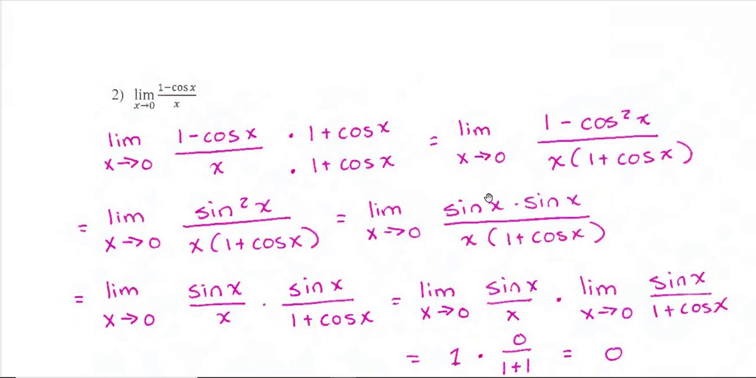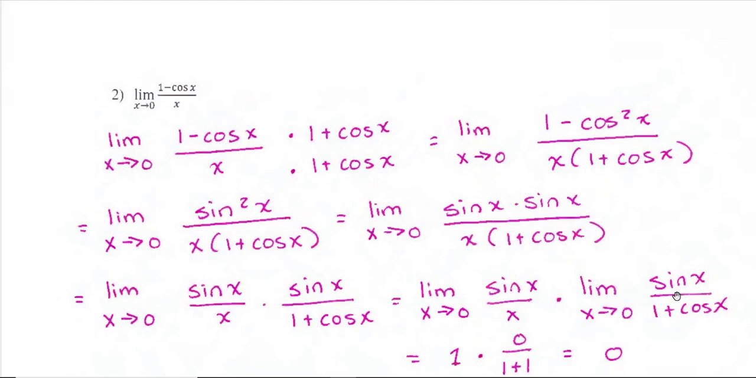So now I can break these up into two different things being multiplied, and I have the limit as x approaches 0 of the sine of x over x times the sine of x over 1 plus the cosine of x. Limit laws say I can take the limit of this times the limit of this. So I'm going to take the limit as x approaches 0 of the sine of x over x times the limit as x approaches 0 of the sine of x over 1 plus the cosine of x. This is that first special limit we just proved. This limit is equal to 1.